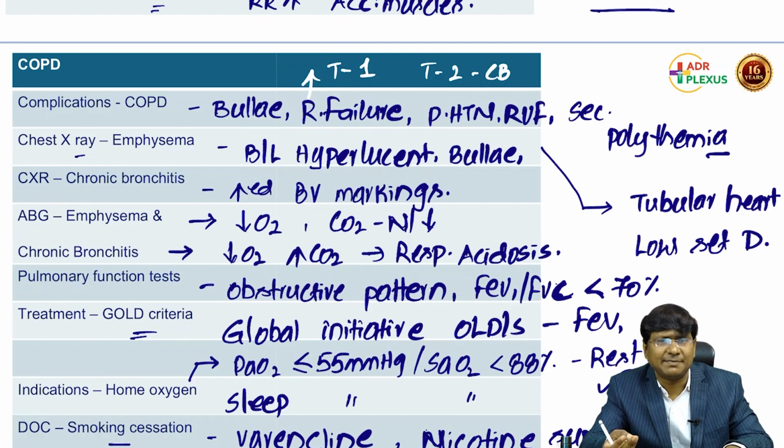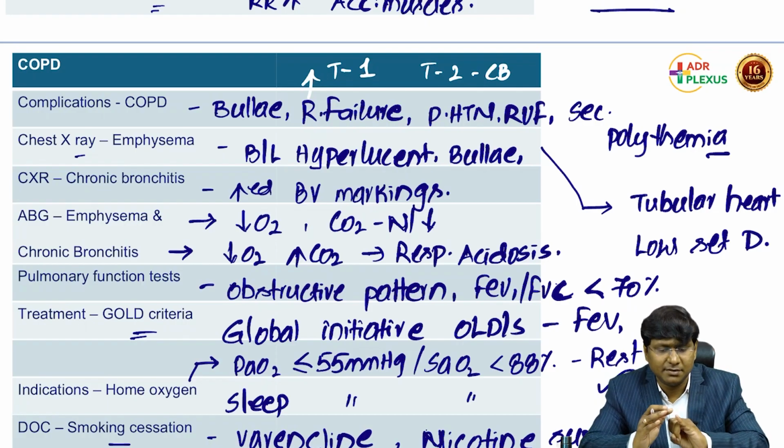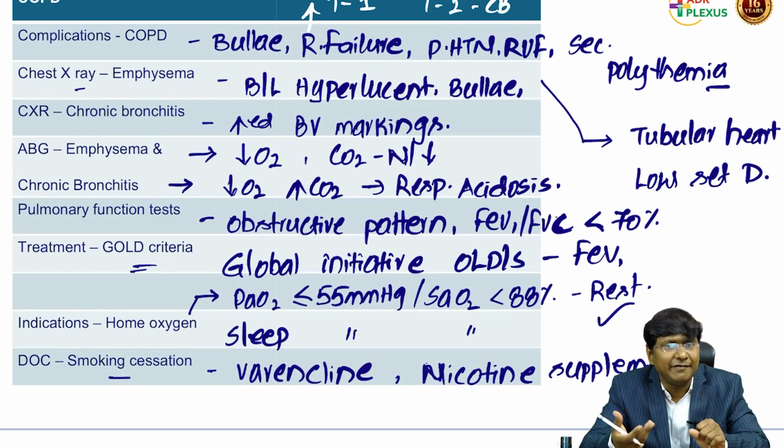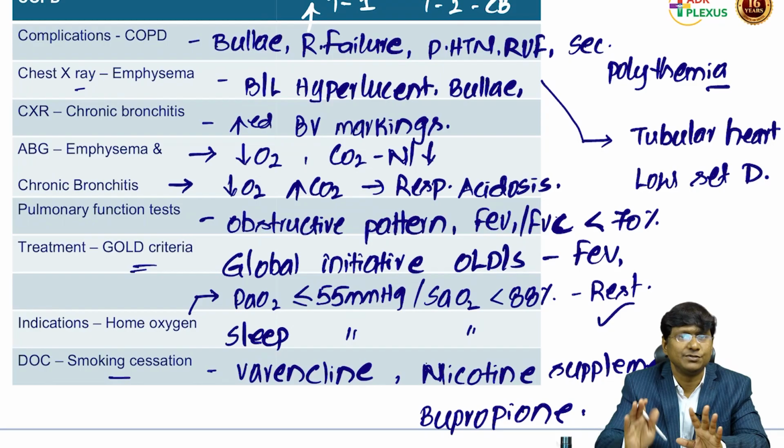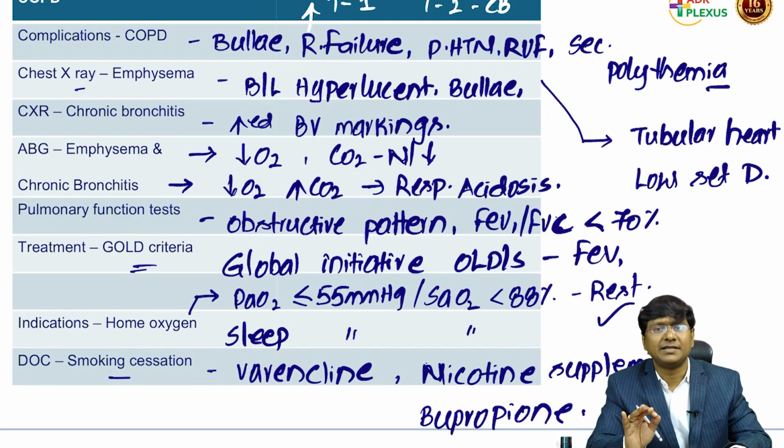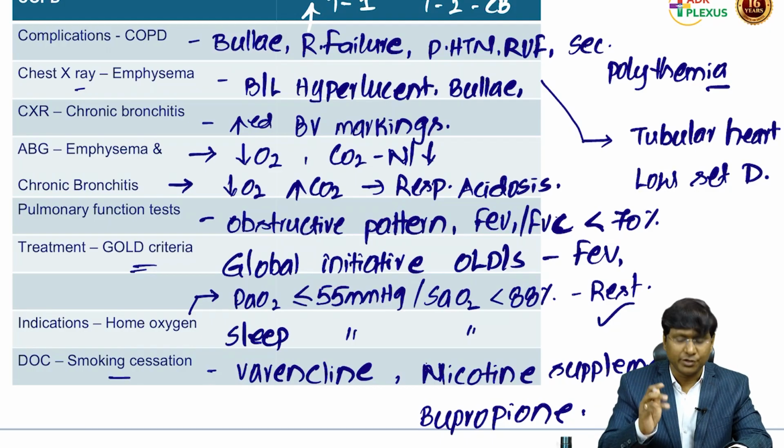And these nicotine supplements can be in the form of transdermal patches, gums, lozenges, nicotine inhalers, or nicotine nasal spray, right? And apart from that, the other pharmacological therapy includes bupropion for smoking cessation. So these are the pharmacological therapies for smoking cessation.